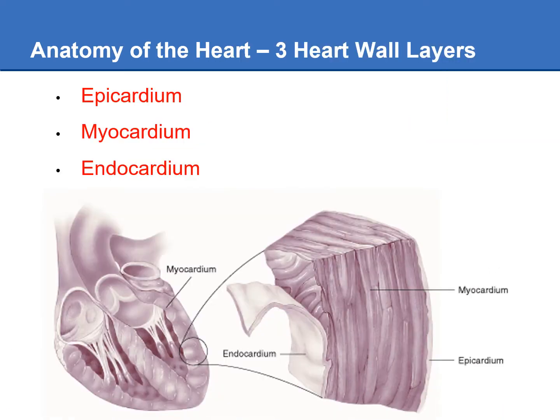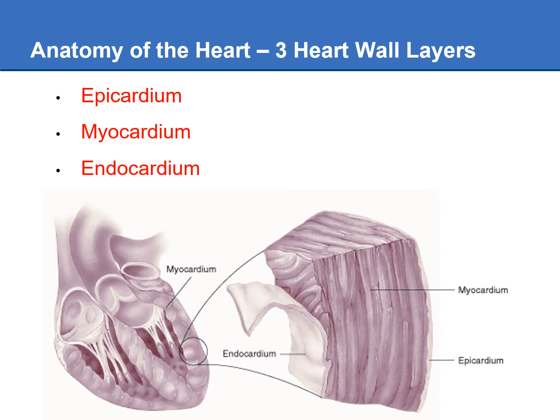So if we look at the heart, there's three heart wall layers. On the outside of the heart wall, there is the epicardium. So remember, epi means above or on top of. The epicardium is made out of connective tissue.